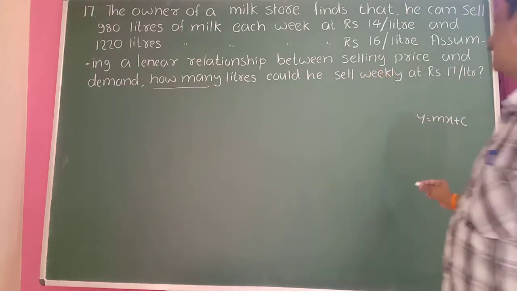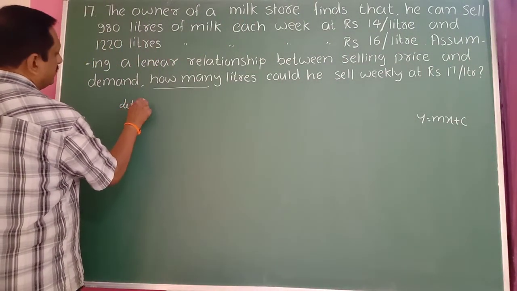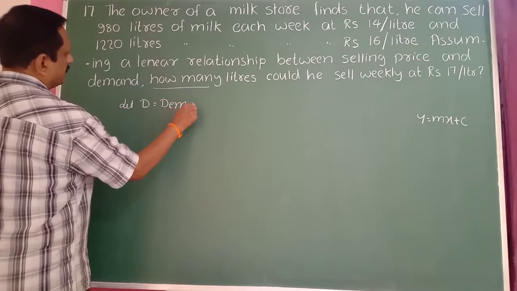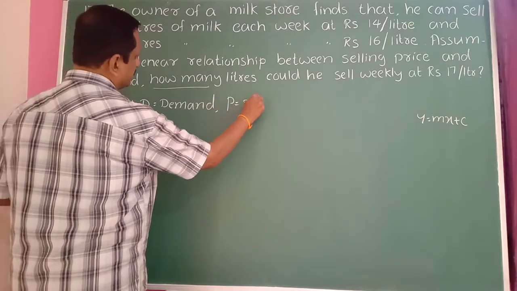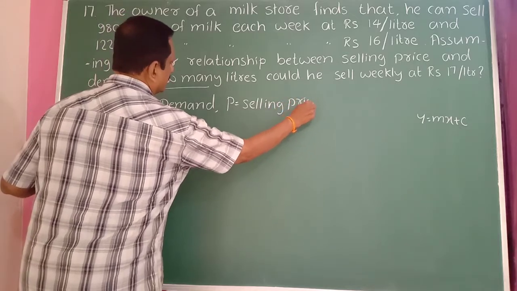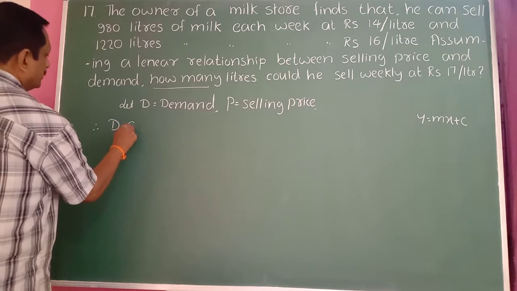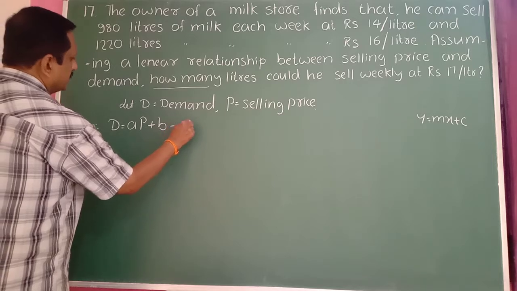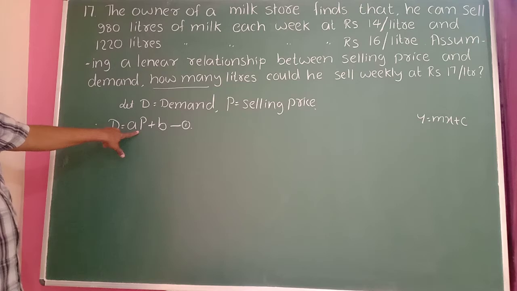Let D be equal to demand, and P is equal to selling price. Therefore, D is equal to A into P plus B. So this is a linear relationship between price, selling price and demand.